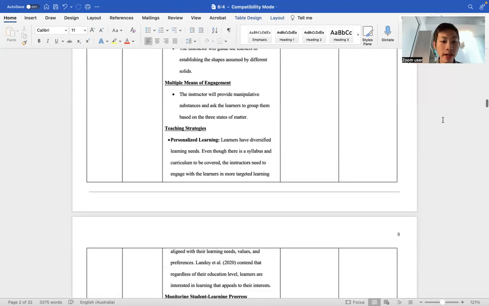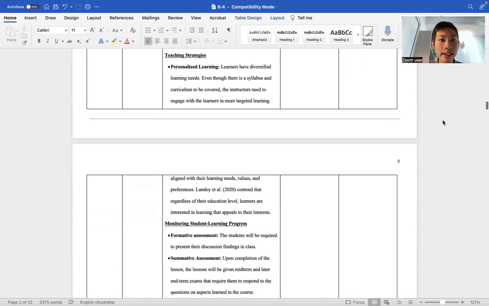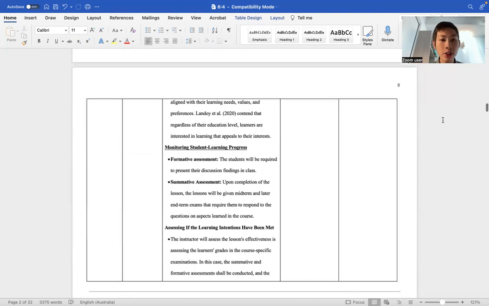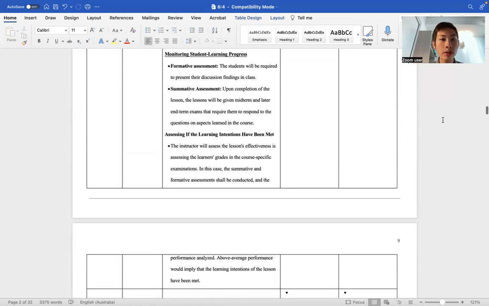So my teaching strategy is personalized learning, having the learners with diversified learning needs. So even though there is a syllabus, the instructors need to engage with the learners in more targeted learning. In terms of monitoring student learning progress, I will use formative and summative assessment.